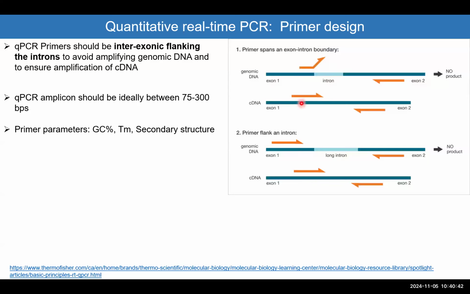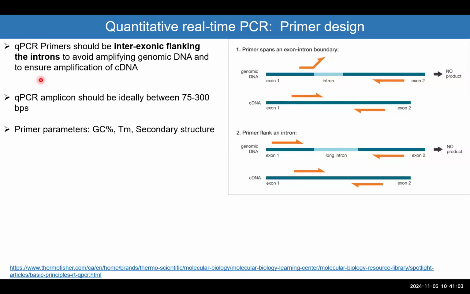Your primer has to be within exon number 1 and within exon number 2. It should not have the boundaries of intron-exon at all, because in this condition you will not have any products. Only in the condition where the primer binds to exon 1 and exon 2, that's where you get the product.